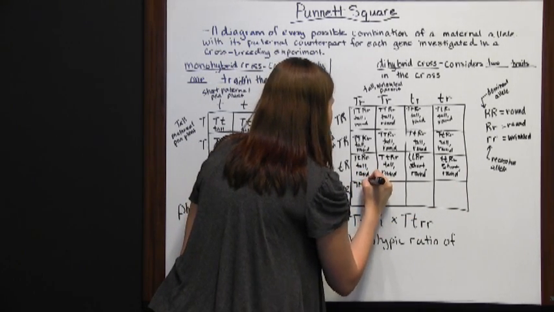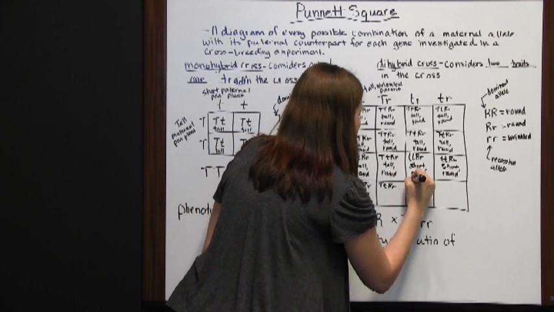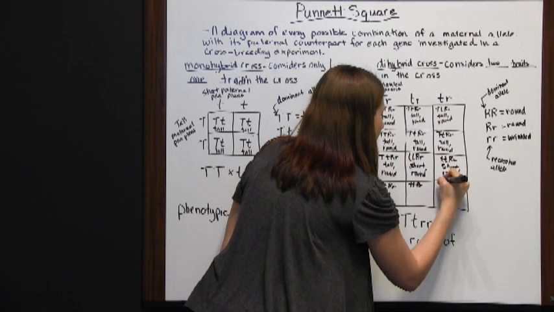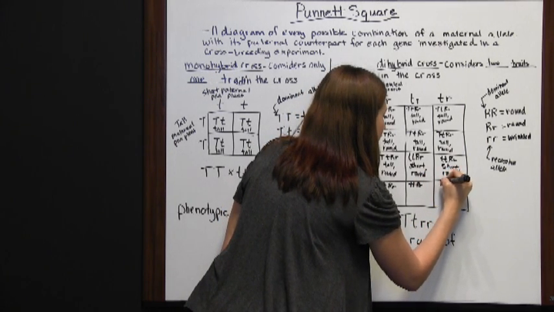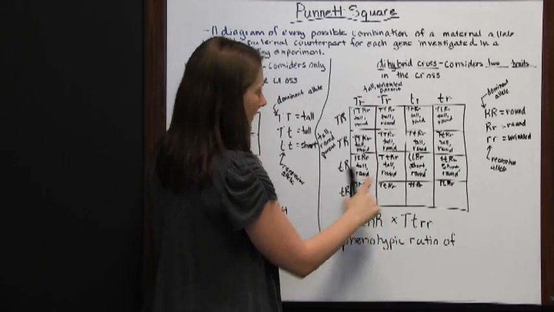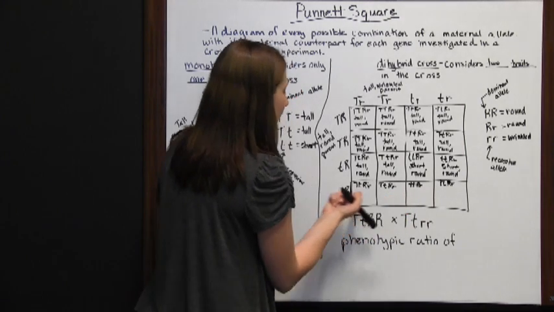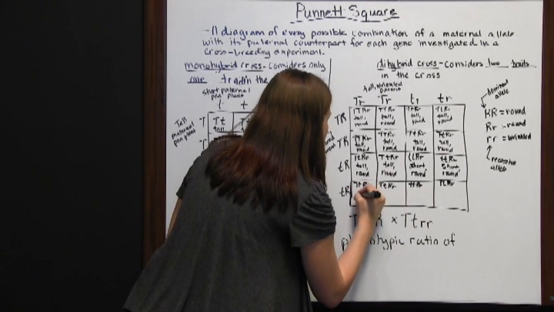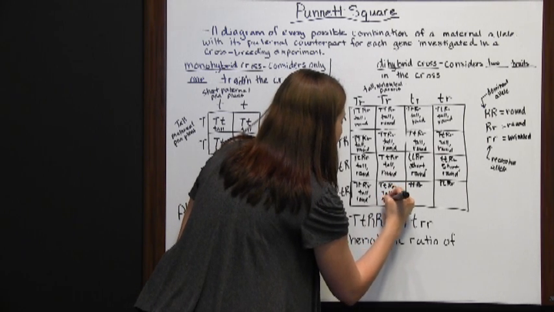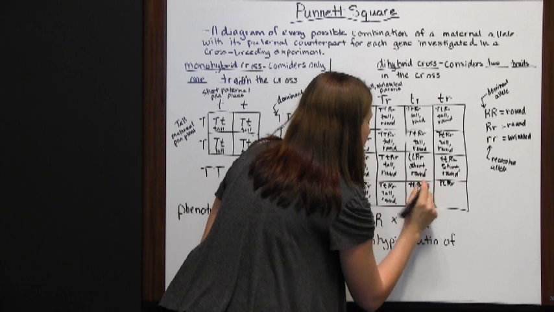Big T, big R, little r. And then we get to our little t, big R, little r for these last two because we've got the little t, big R, little r for both of those. And they're going to code the same as the ones above them. Tall and round, tall and round, tall and short. Wait.